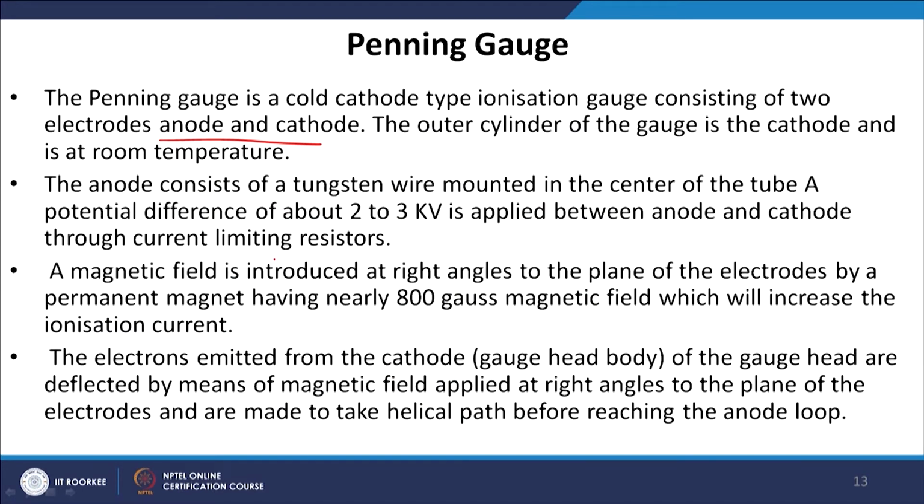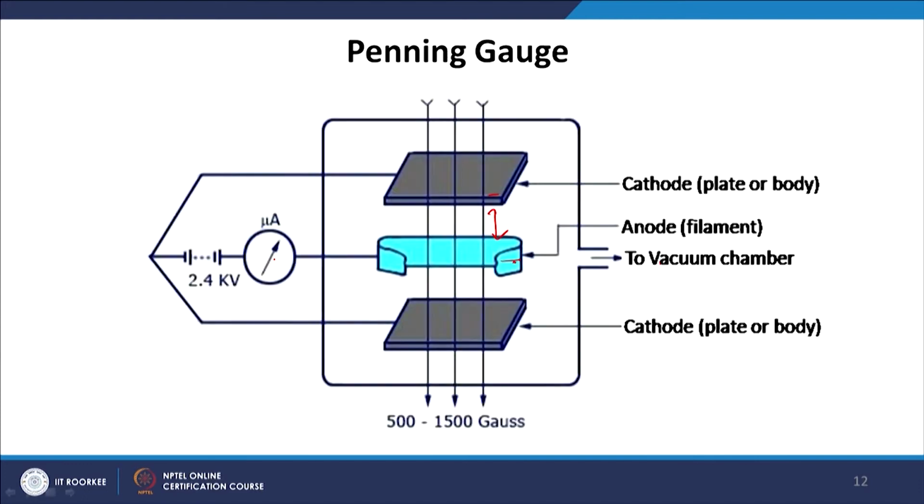A magnetic field is introduced at right angles to the plane of the electrodes by a permanent magnet of nearly 800 Gauss, which will increase the ionization current. Again, go back to the previous picture. You see that this arrow is the direction of the magnetic field, which is applied perpendicular to the plane of the cathode and anode, and the value can change from 500 to 1500 Gauss. And what is the reason behind applying the magnetic field? Just to increase the ionization current.